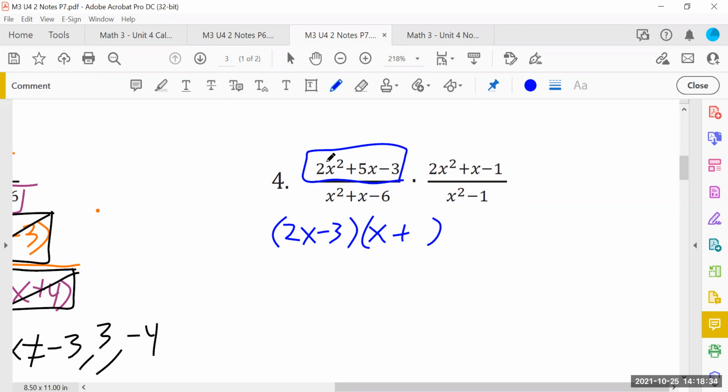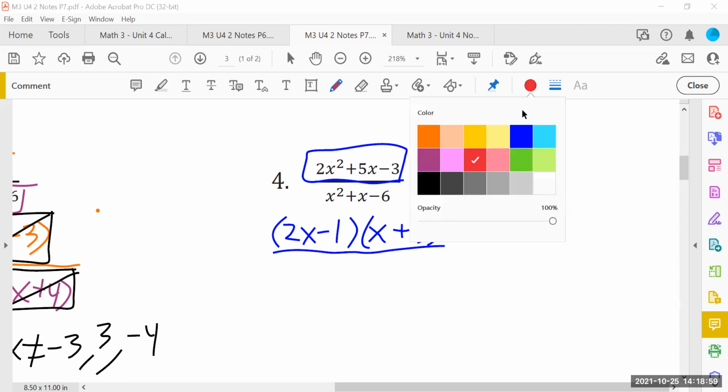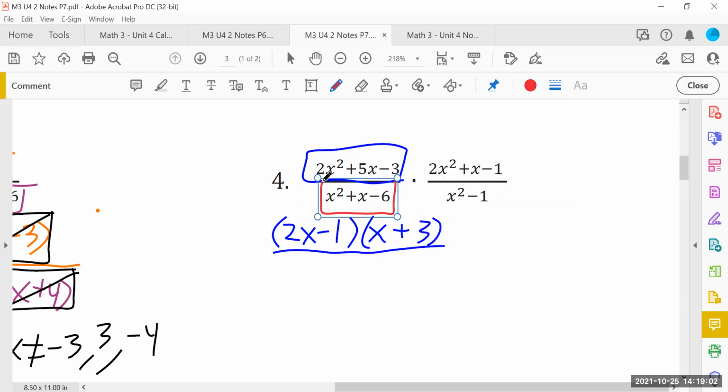So let's try switching it. Let's do a -1 and a +3. 2x times 3 is 6x. -1 times x is -1x. 6x minus 1x would be 5x. That's what I needed in the middle. So that is the factored form that's correct. Now I can do the bottom piece. X squared plus x minus 6. That's going to be an x plus 3 and an x minus 2.